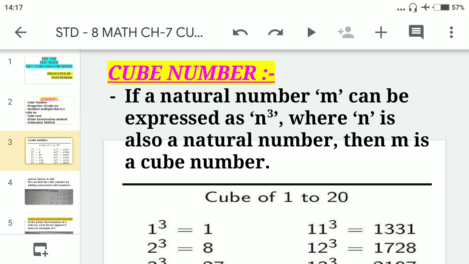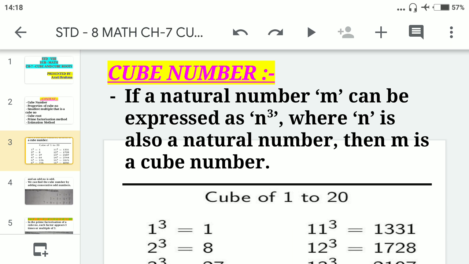Cube number means what? If a natural number m can be expressed as n cube, where n is also a natural number, then m is a cube number. What does that mean? Let's say m is 8, and we represent 8 as 2 cube, because if you multiply 2 into 2 into 2, we get 8. So 2 cube equals 8, where 2 is also a natural number. That's why 8 is a cube number.